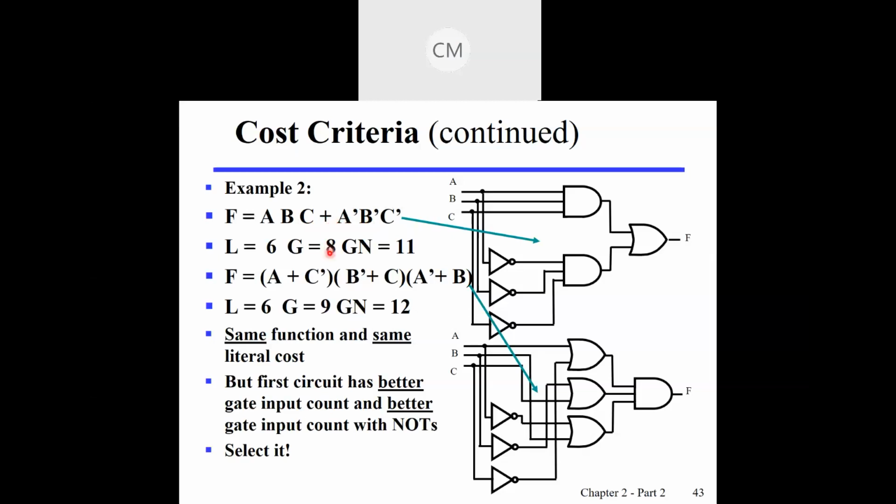How did I move from 8 to 11 now, please? I have 3 NOT gates. Very good. I have 3 NOT gates, so I add 3 to it, it will become 11. Okay? Now, I want you to look at the exact same function, but implemented differently. It is ABC, A plus C bar into B bar plus C into A bar plus B. So these are exactly the same function with the same literal cost, but you have 2 circuits for it.